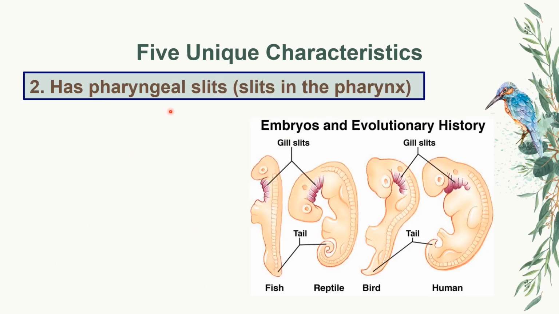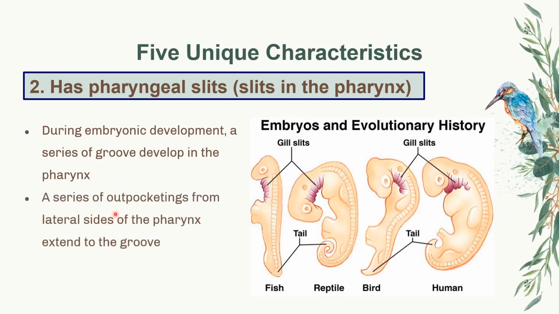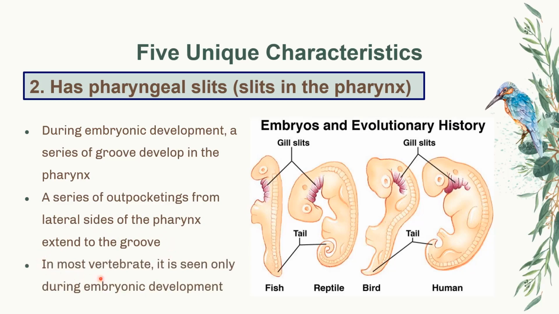So the second characteristic, the pharyngeal slits, can usually be found during embryonic development, in which a series of grooves develop at the pharynx. The pharynx is basically, I assume, the part of the neck. A series of outpocketings from the lateral sides of the pharynx extend to the groove. So in most vertebrates, it is seen only in embryonic development. As it becomes a fetus, it will completely disappear.